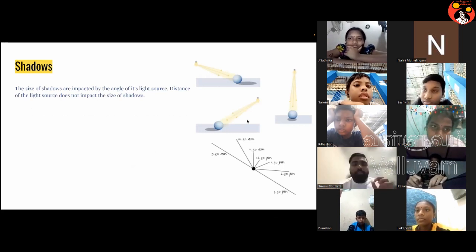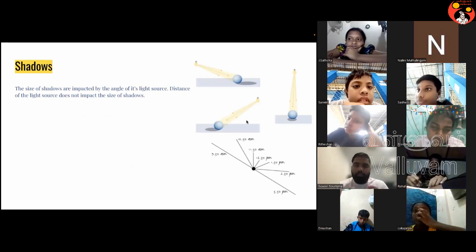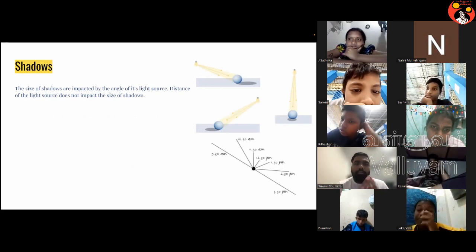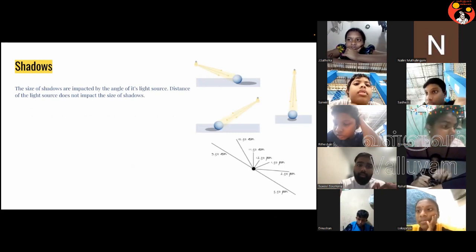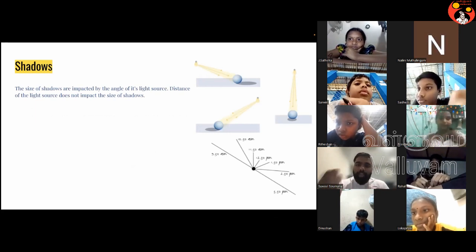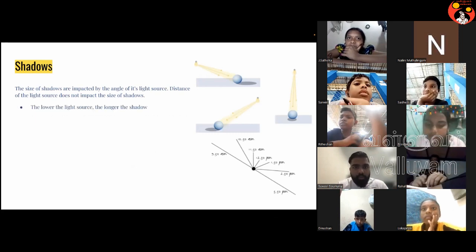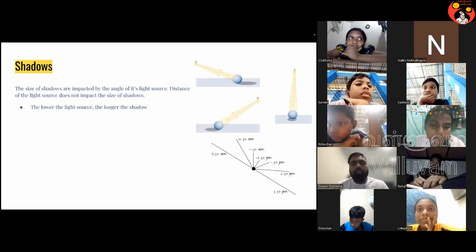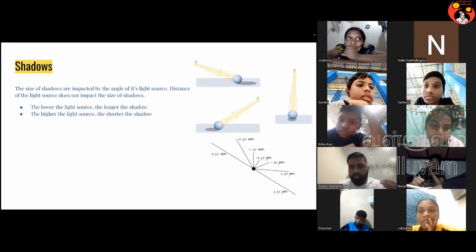Now, the size of shadows is impacted by the angle of the light source. The distance from where the light source is coming doesn't impact the size of the shadow. It's only the angle which changes and varies the size of the shadow. The lower the light source, the longer the shadow. The higher the light source, the shorter the shadow.